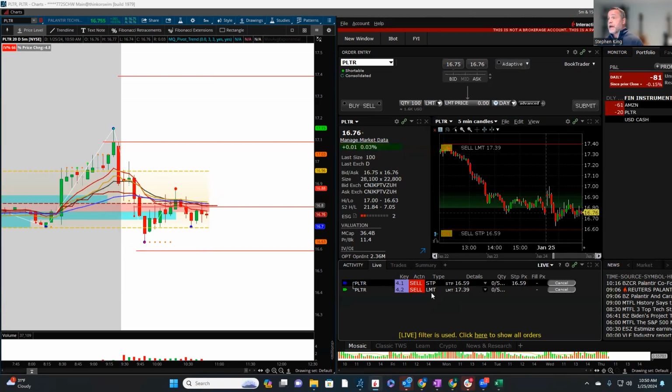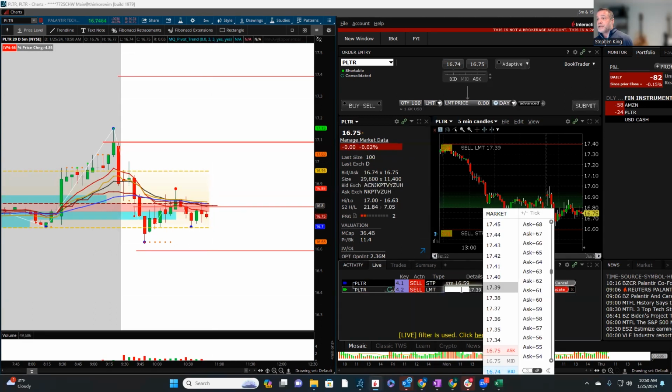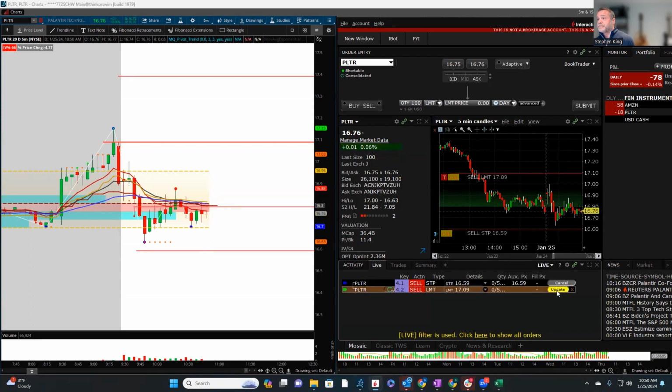So remember that this bracket order, I have a limit sell here of 1739 way up here. So I can change that and I can make it 1709. I just do that easily right here. I can use my wheel and bring it down, or I can just put the numbers in, 1709. Then I'm going to update. And my stop loss is still down here at 1659.